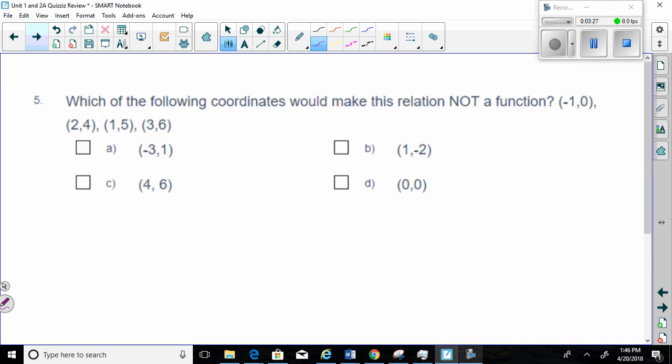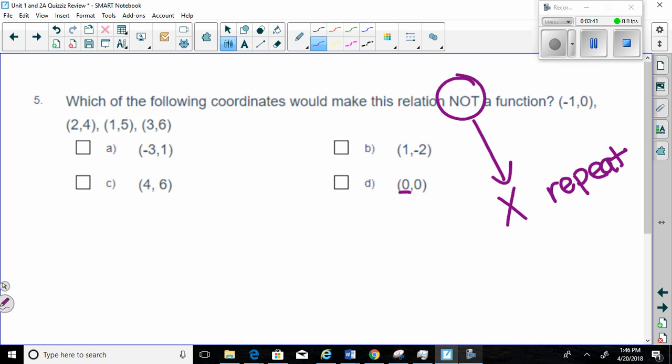How do I know it tells me when the relation is not a function? How do we know if it's not a function? So in this case, we're finding when does the x repeat? In these lists of numbers, is there a 0 x coordinate? No. Is there a 1? Yes. That's my answer. So just pay attention when it says not and when it says it is a function, because they may use that.